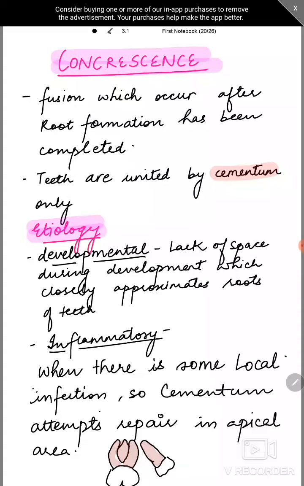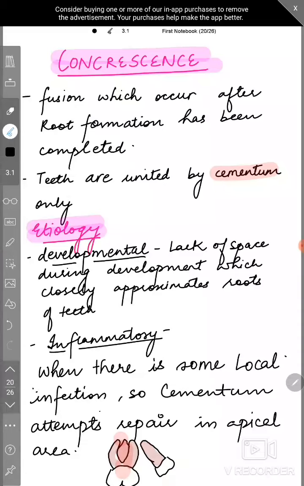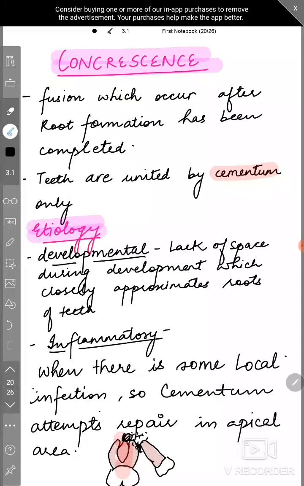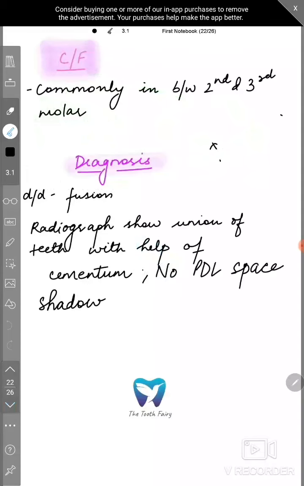Then we have inflammatory. When there is any local infection in this tooth, cementum tries to attempt the repair in the apical area. So it will try to resolve and it will form more cementum and then they will be connected to each other. If it is developmental, one tooth will erupt but it will stop the eruption of the other tooth. So the types are true concrescence, where roots are bound during development, or acquired concrescence, which occurs after development, that means due to inflammation.